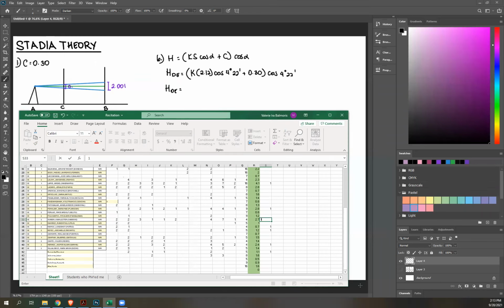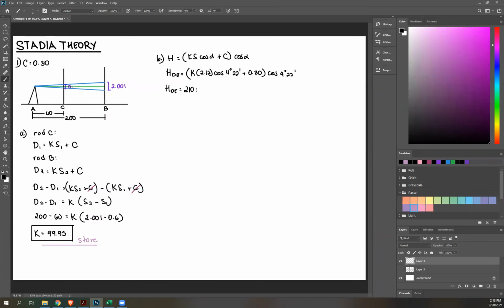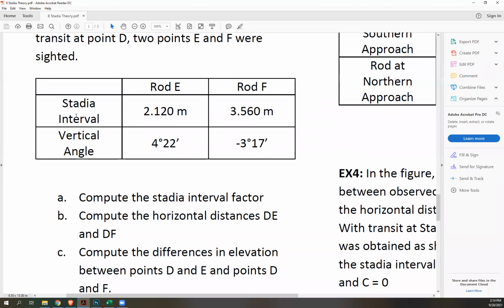It's 210.92 meters. Okay, and then let's do the same for the other rod, which is at F. So HDF, once again, K is the stored value of this. And then let's look at the rod reading on F, Stadia interval, 3.56.